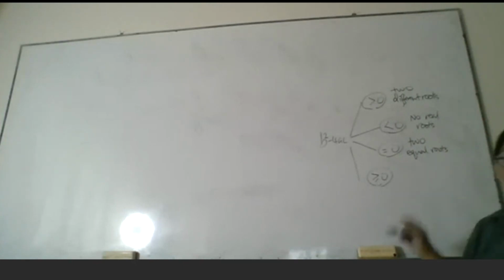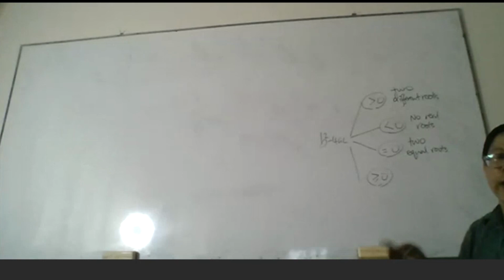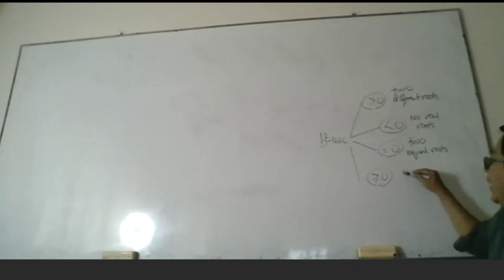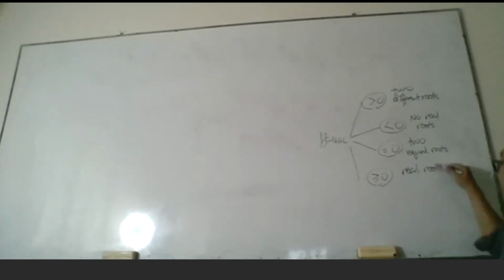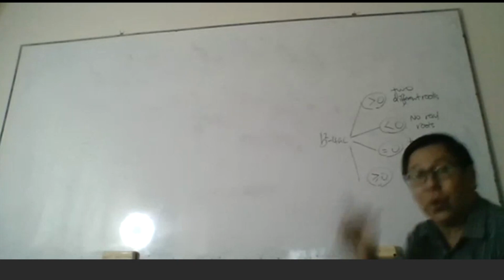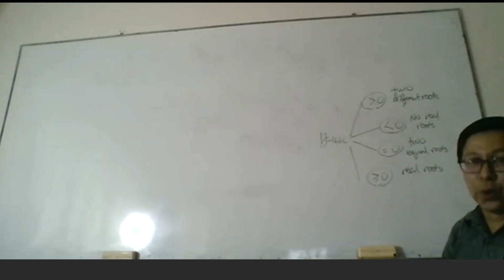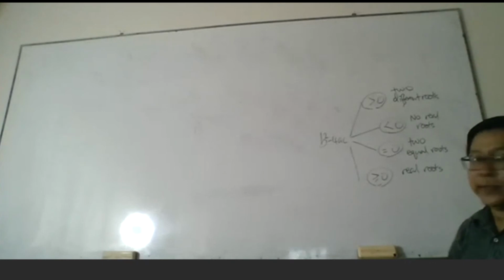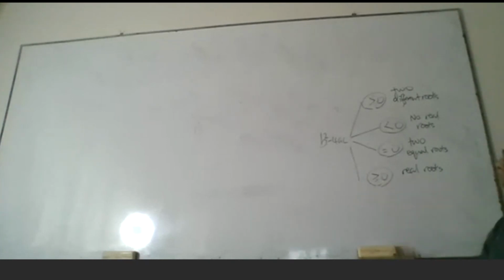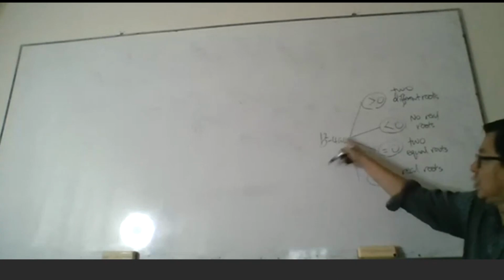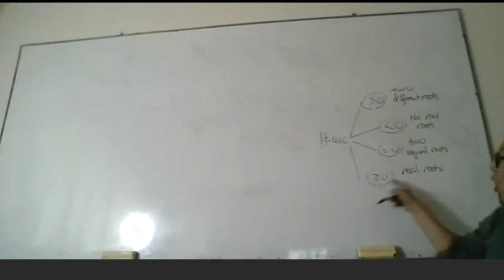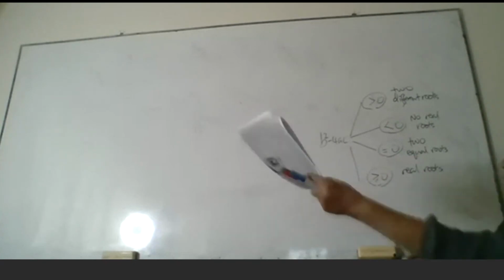And what about the last one? In the question, they just mention real roots, and they will not tell you whether the roots are equal roots or different roots. They just put real roots only. In that circumstance, we need to put b squared minus 4ac more than or equal to 0.